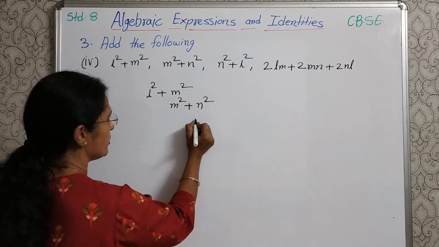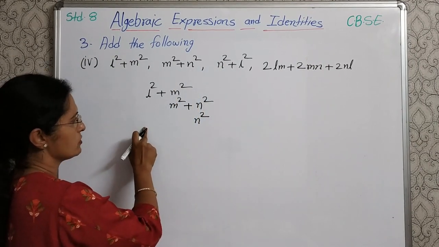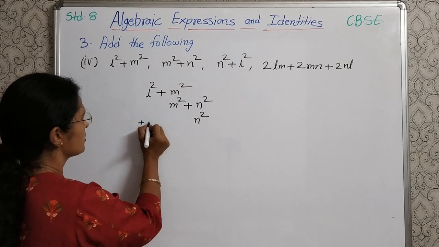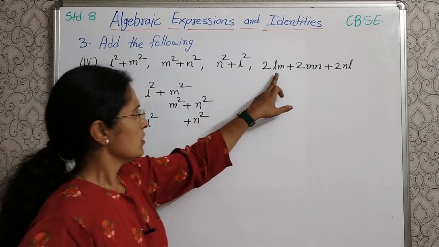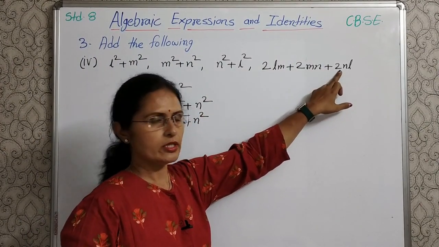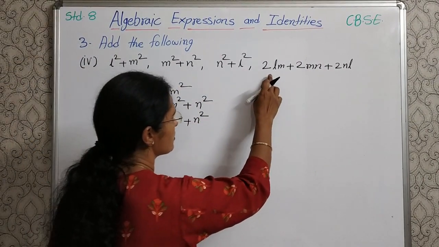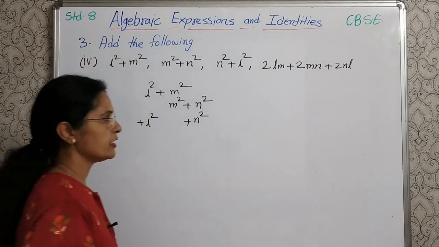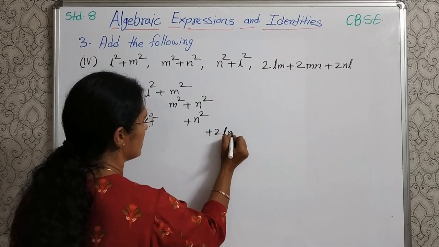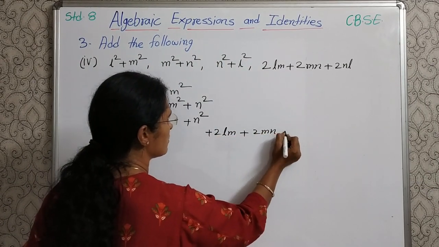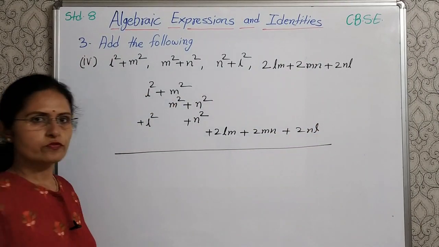So n square will be written below n square. These are like terms. Plus L square, we'll write it below this L square. So here plus L square. Here we can write the sign plus. After that 2lm plus 2mn plus 2nl. This expression will write, but in these three expressions there are no like terms for these three terms. So we write this 2lm here, after that 2mn, after that 2nl.